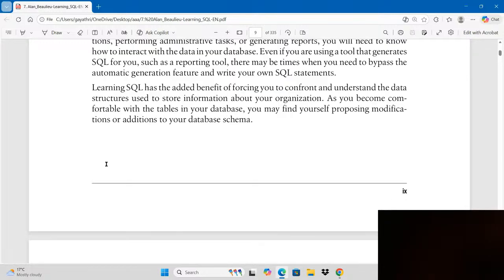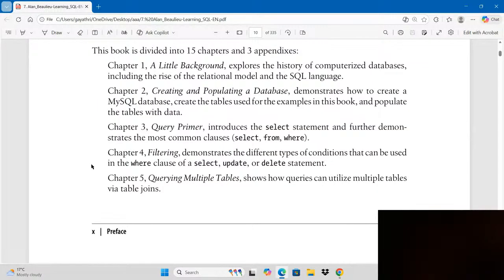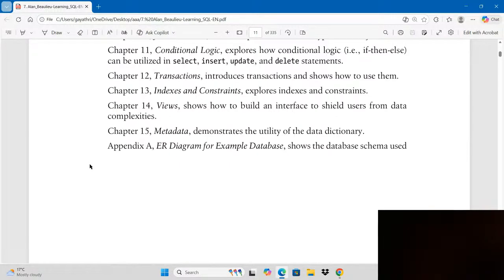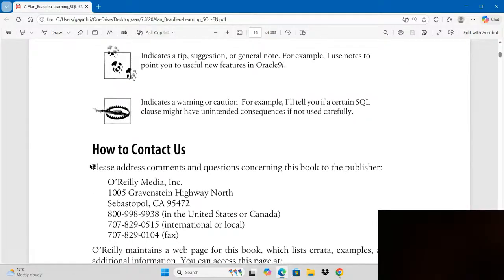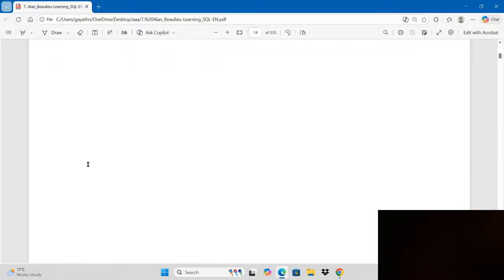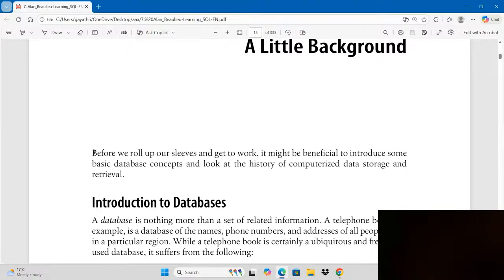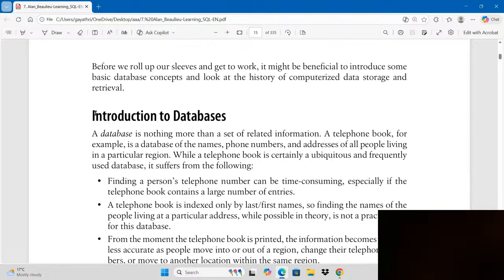This is a preface. Okay, directly we'll start chapter 1. Little background. Before we roll up our sleeves and get to work, it might be beneficial to introduce some basic database concepts and look at the history of computerized data storage and retrieval.